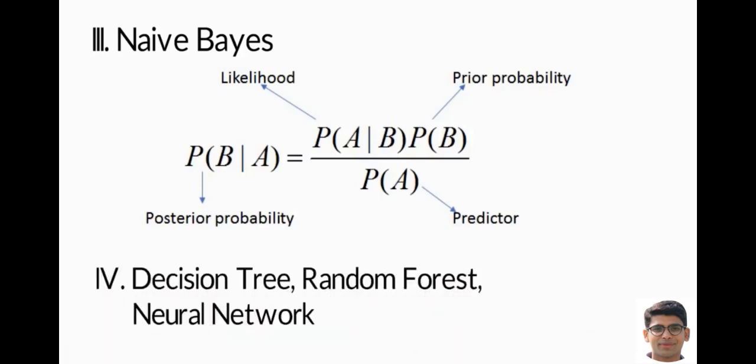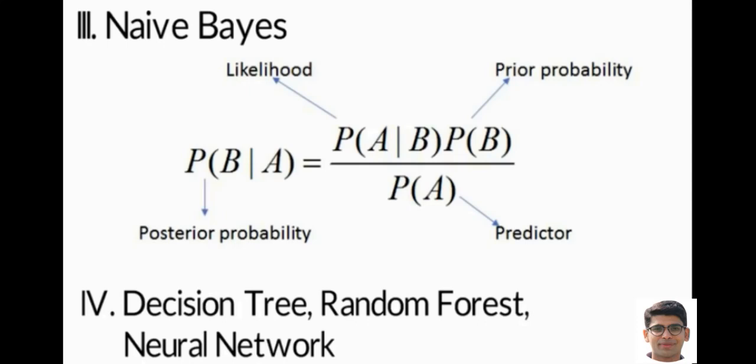Coming up next are decision trees, random forests, and neural networks. These models follow the same logic as previously explained. The only difference here is that the output is discrete rather than continuous. Now next, let's jump over to unsupervised learning.